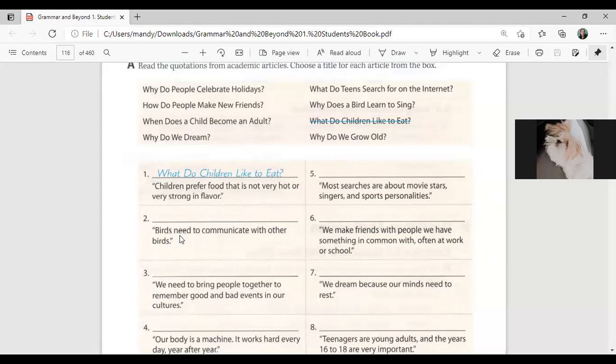Birds need to communicate with other birds. Okay, what do you think is the best? Why does a bird learn to sing? Okay, yes, this one. So you write here the title. Why does a bird learn to sing?